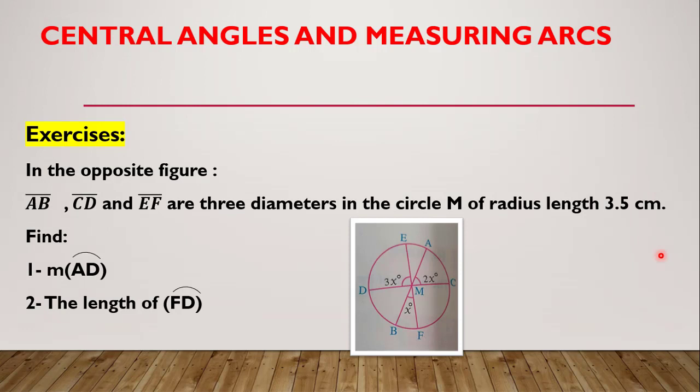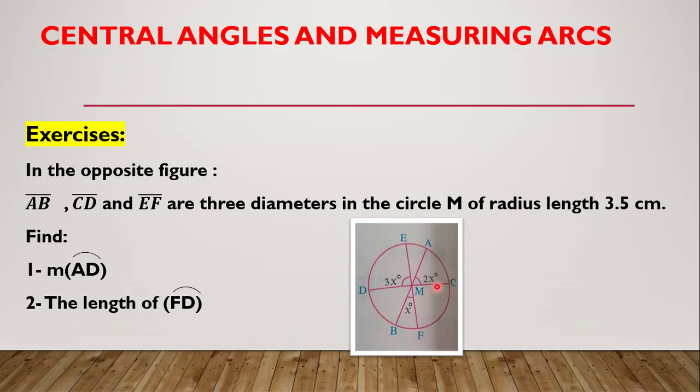Okay, let's take an exercise. In the opposite figure, the line segment AB, the line segment CD and the line segment EF are three diameters in the circle M of radius 3.5 centimeters. Find the measure of arc AD and the length of arc FD.